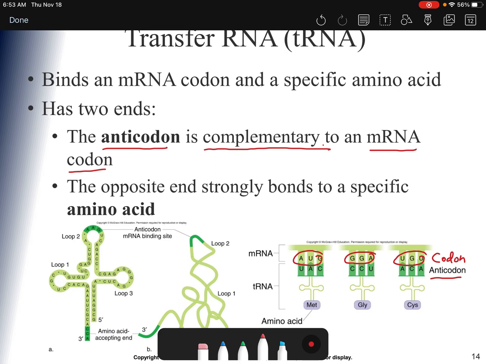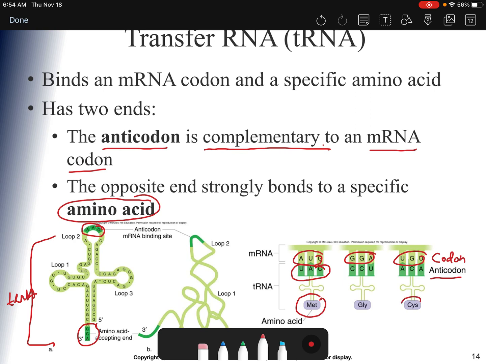The other end of the transfer RNA carries the amino acid. So here's the anticodon end, here's the amino acid end. This whole thing here, this kind of cloverleaf thing, is your tRNA. Okay, so here on this end, it has the anticodon, so it knows where to match up on the messenger RNA. But on the other end, it's bringing the specific amino acid.